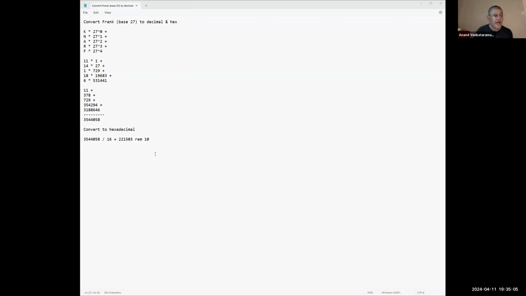So on the next line, remainder 10, isn't it? Remainder 10, and you can say AKA, also called, A, uppercase A. All right, next line. 221,503 divided by 16 equals. Do the same thing. The quotient would be 13,843 with a remainder of 15. Thank you, Matthias. Great. Okay, and AKA, what is 15?